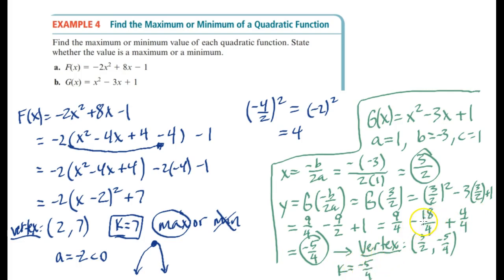And we want to figure out if it's the max or min. In this case, A is equal to 1, which is greater than 0. So that tells us that we have a parabola that's pointing this direction, and we have a minimum value. We have a min and not a max. So we have a min located at k. The min value is k equals negative 5/4.